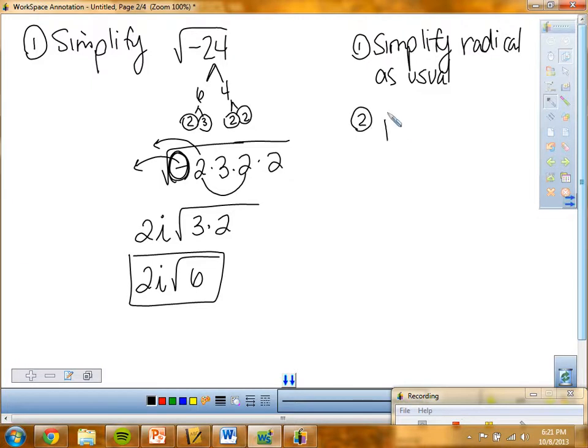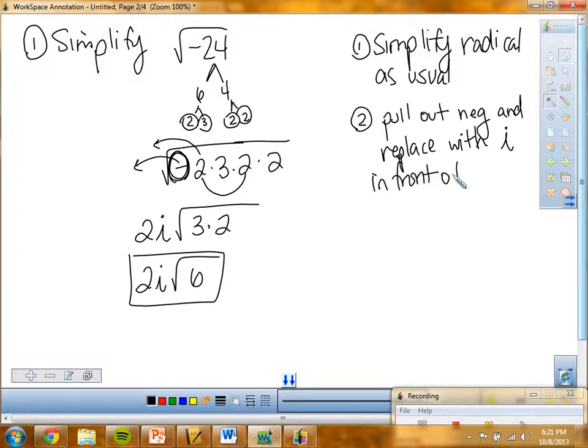The second step is pull out the negative and replace it with your little cursive i in front of your radical. And that's it. That's the only thing we do differently. So let's do another example where we can practice using our imaginary numbers.